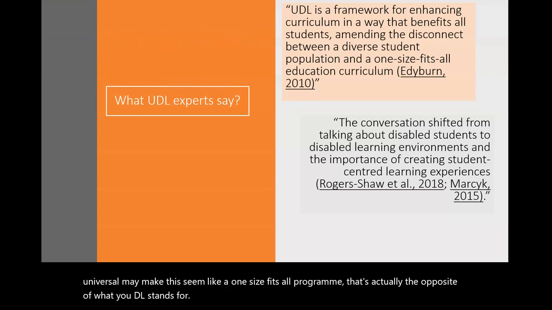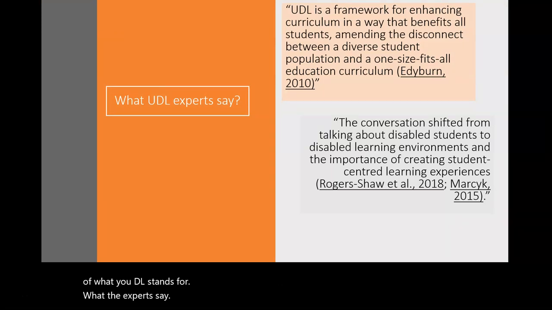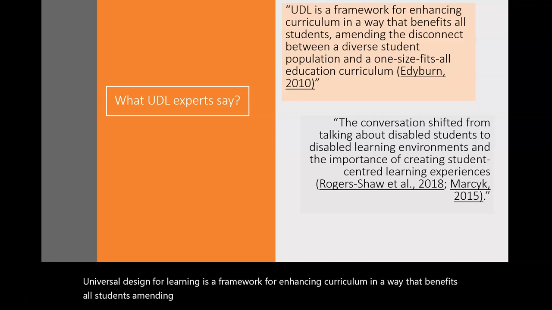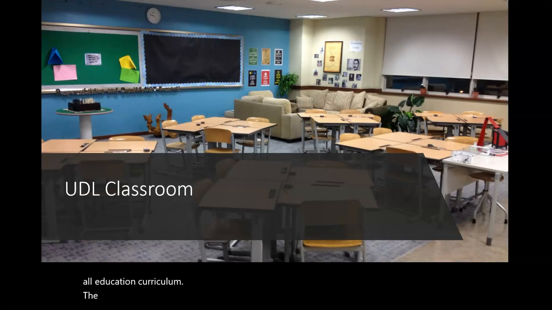What the experts say. Universal Design for Learning is a framework for enhancing curriculum in a way that benefits all students, amending the disconnect between a diverse student population and a one-size-fits-all education curriculum. The conversation needs to shift, and we need to start introducing ideas.